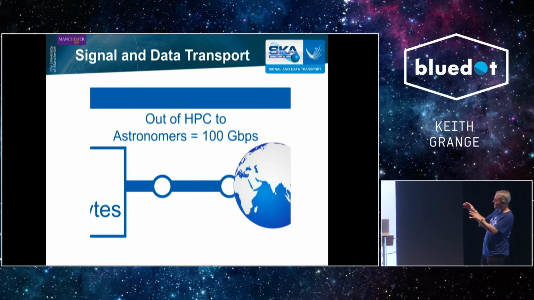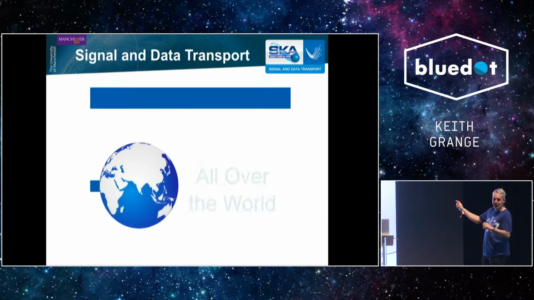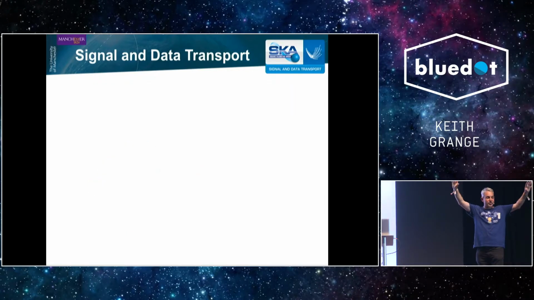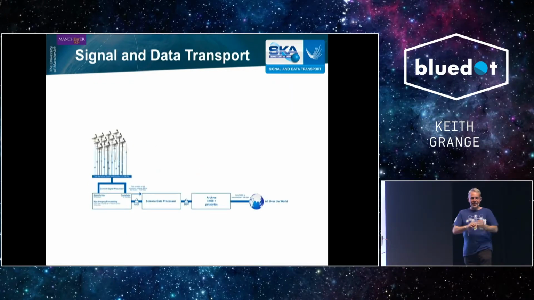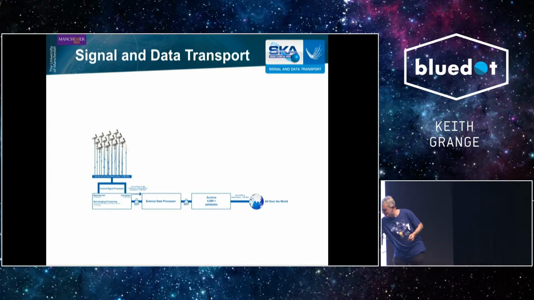We then have to take that reduced data and take only about 100 gigabits per second and distribute it all the way around the world to the world's astronomers. And that's the job that I and my team had to try and tackle from about 5 years ago. So now I'll tell you how we got on.